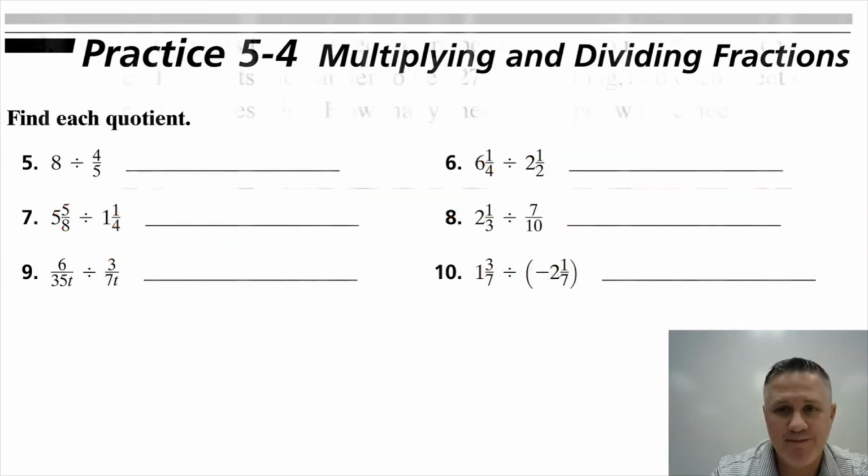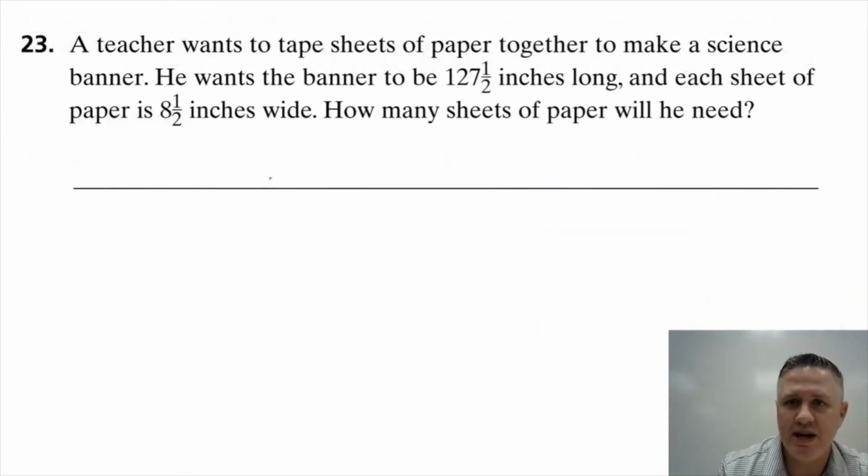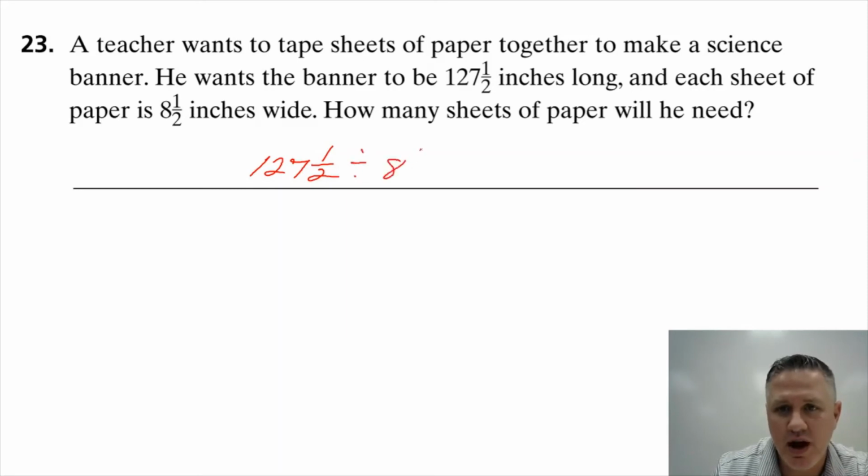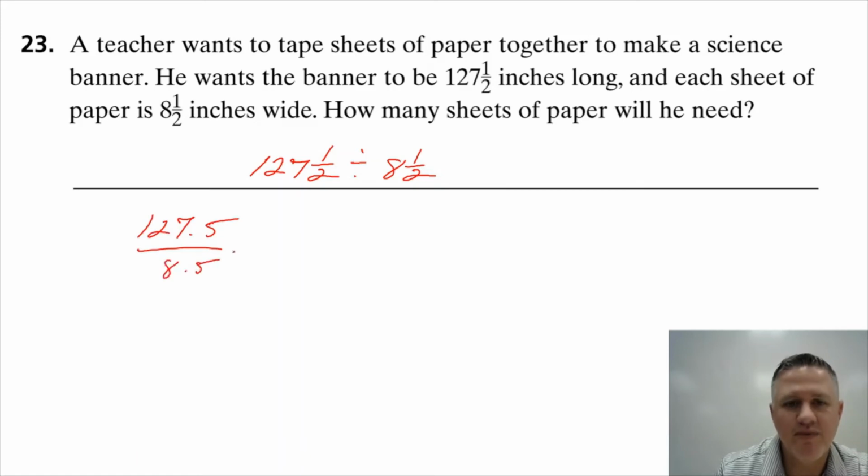The opposite, right? And the last question, a teacher wants to tape sheets of paper together to make a science banner. He wants to make the banner 127.5 inches long, and each sheet of paper is 8.5 inches wide. So how many sheets will he need? So basically, you want to know how many 8.5s are in 127.5. If you were not good at fractions, you could change this problem and say 127.5 divided by 8.5. And you could do a long division problem. Okay, but we're going to do it with the fractions today.